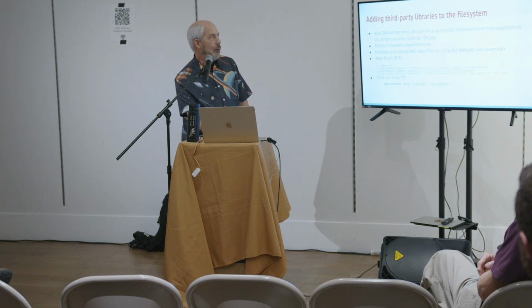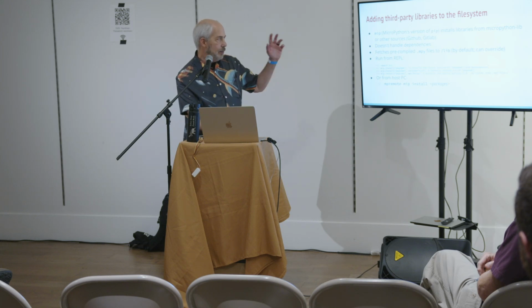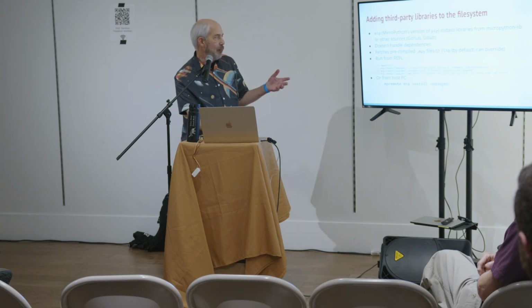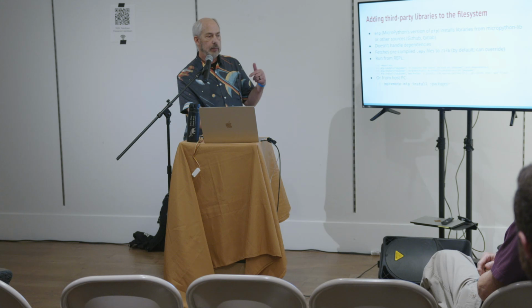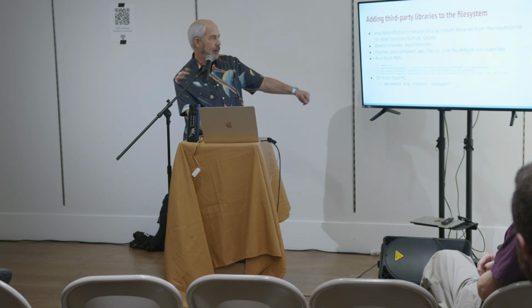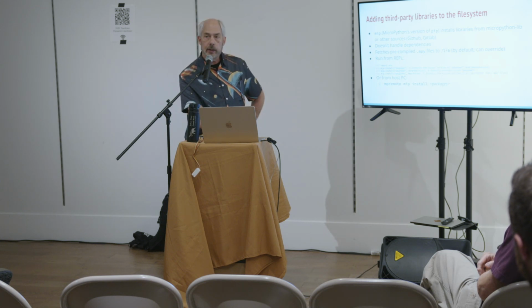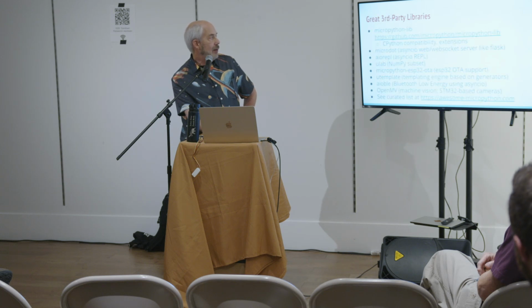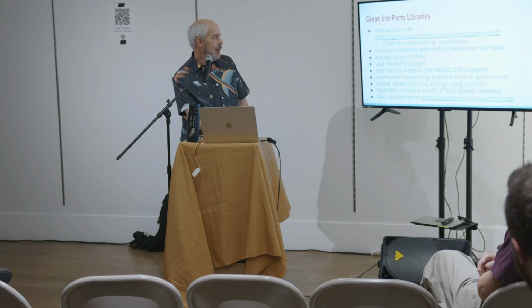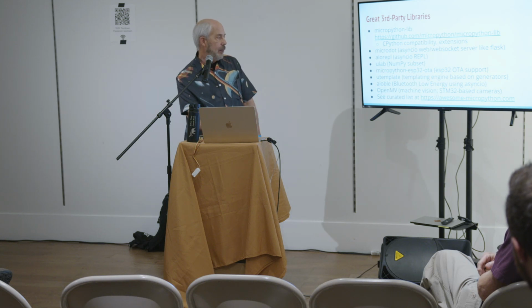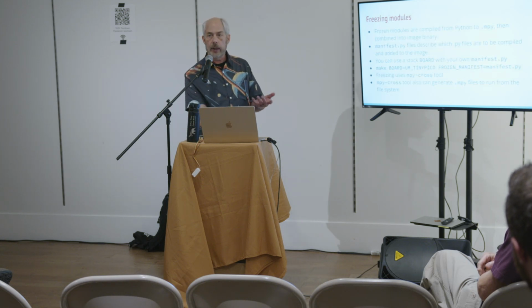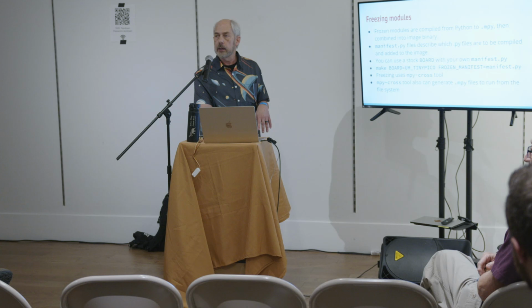To add third-party libraries to the file system, we have MicroPython's version of pip called MIP. It's available either on the host or as a library that you can run on the device. And it's just a quick way of getting packages into your image. Here's a number of third-party libraries. I won't get into this because of time, but these are some that I use. These slides are going to be available on the Crowd Supply site.